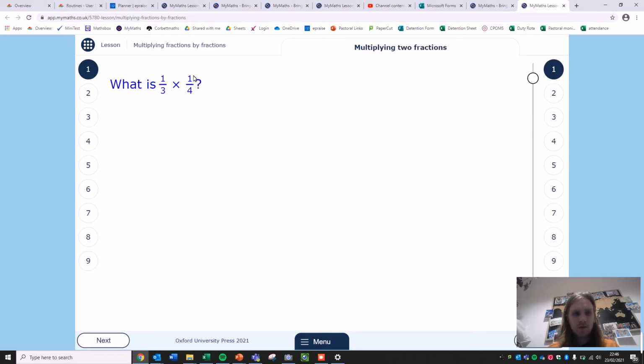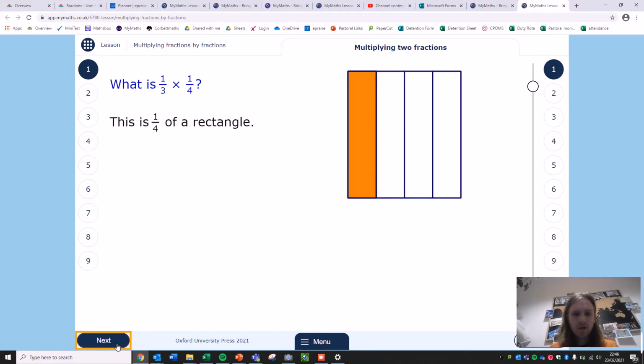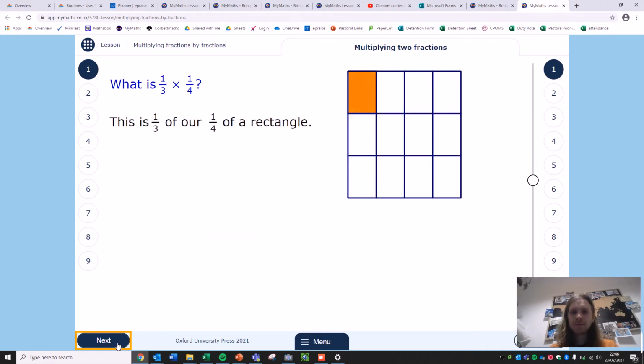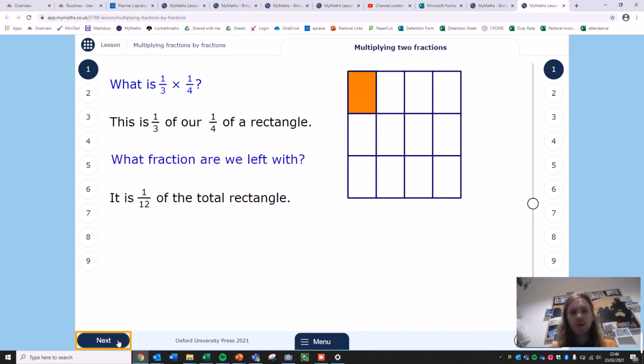So 1/3 times a quarter. The first couple they use here are using little diagrams. So there's a quarter of a rectangle. 1/3 times a quarter. We use the phrase lots of with multiplication, and we usually only use that with integers, with whole numbers, but we can use it with fractions as well. And as it says here, 1/3 lots of a quarter is the same as saying 1/3 of a quarter. So if you split that third up into quarters, you can see that we've just got 1/12 of the rectangle.